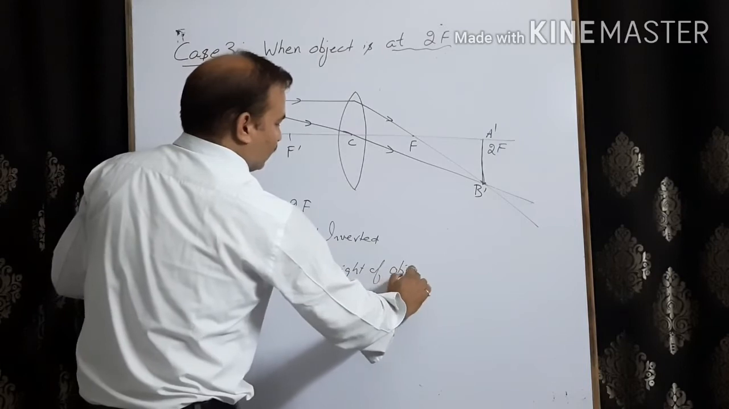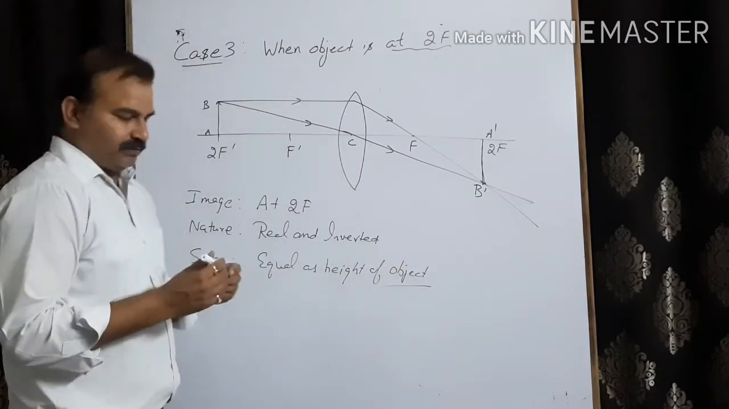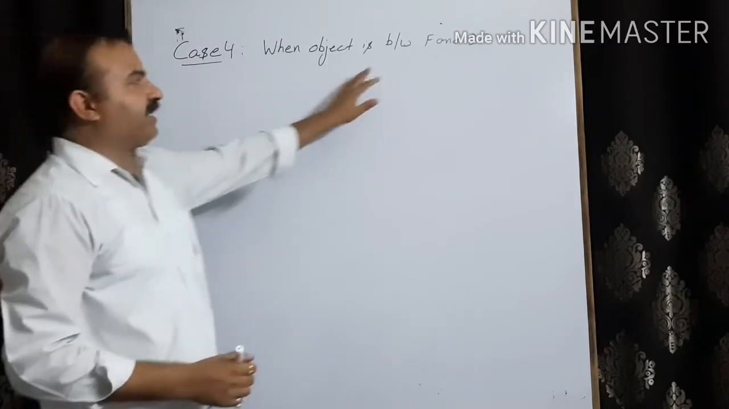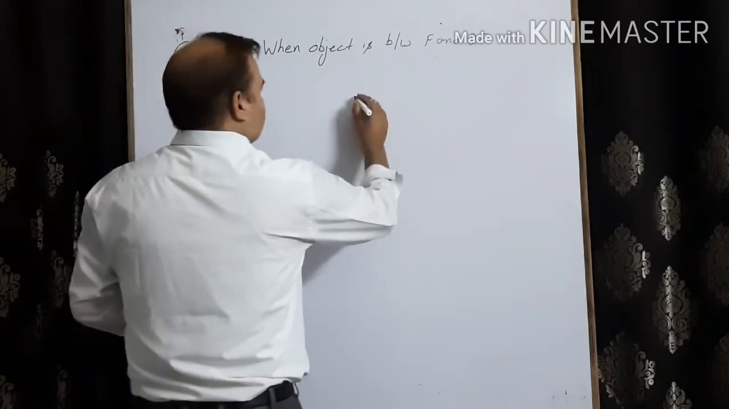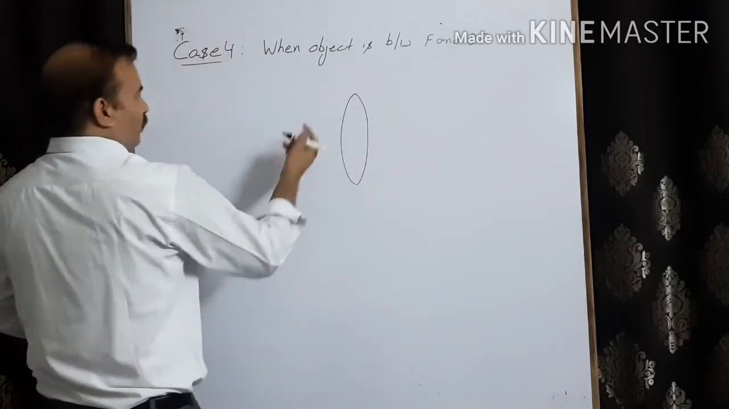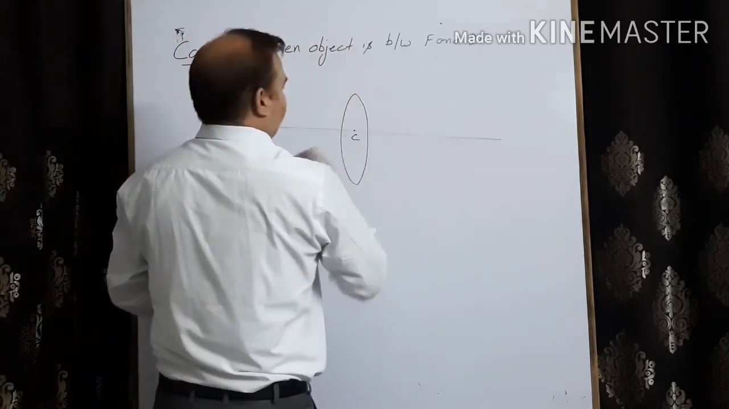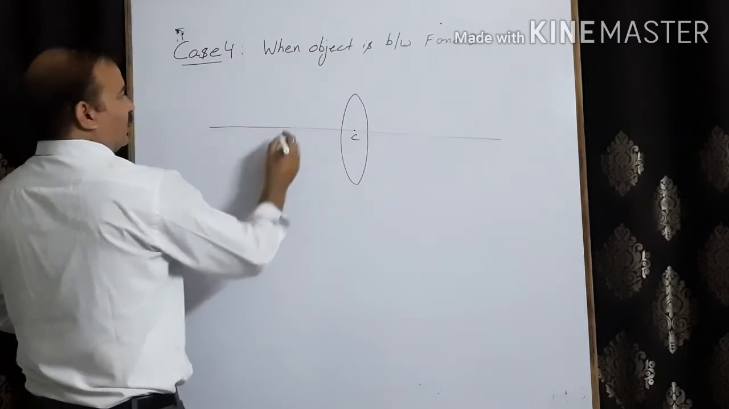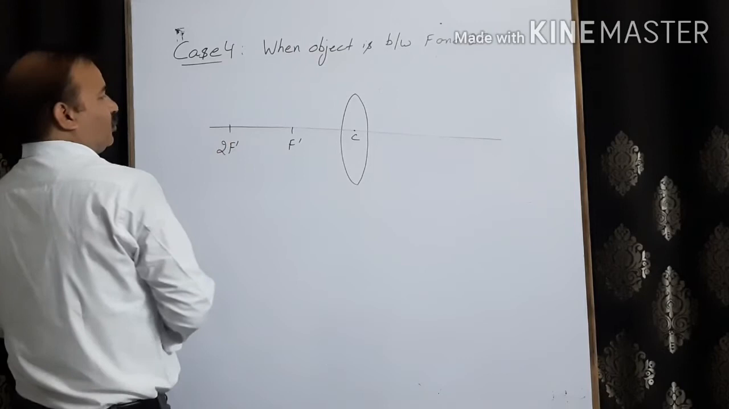Height of object, that is, the size of the image is the same as the size of the object. The fourth case is when the object is between the focus and twice the focus. For that, the ray diagram will be: this is the convex lens, the optical center passing through C. This is the focus F dash, twice the focus 2F.